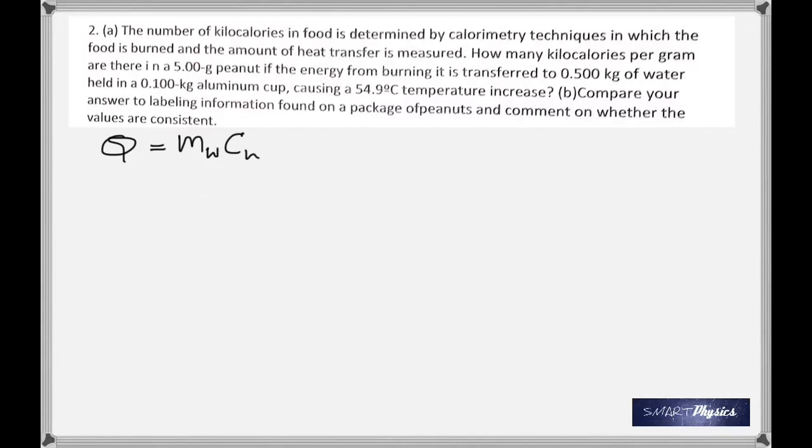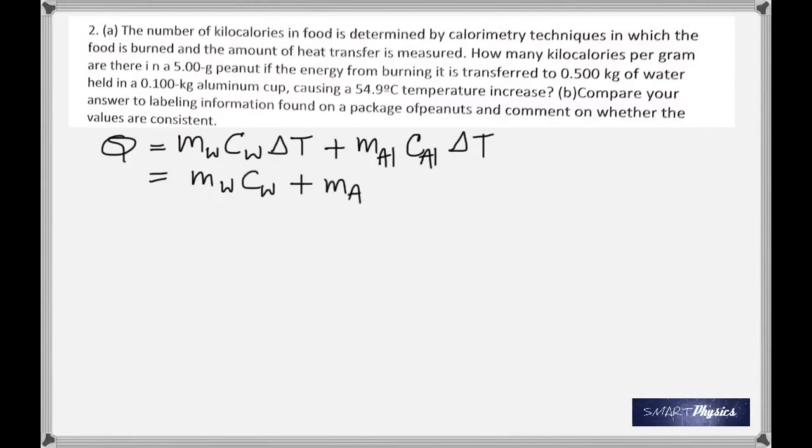Okay, Q is mass times specific heat times change in temperature. But in this case, you have two substances. You have the food and you have water. You have water and the aluminum. Both of them are going to have heat absorbed, and the change in temperature is common, so delta T is taken out.